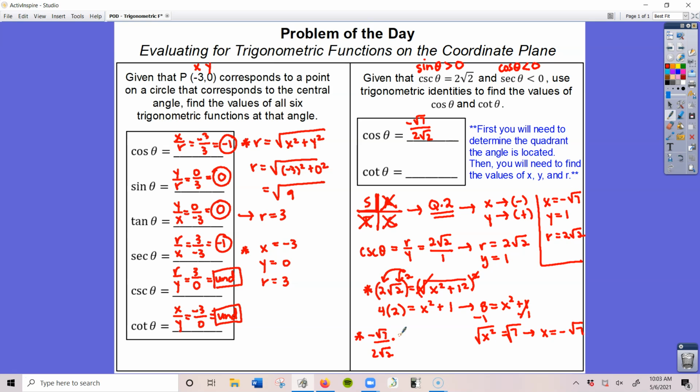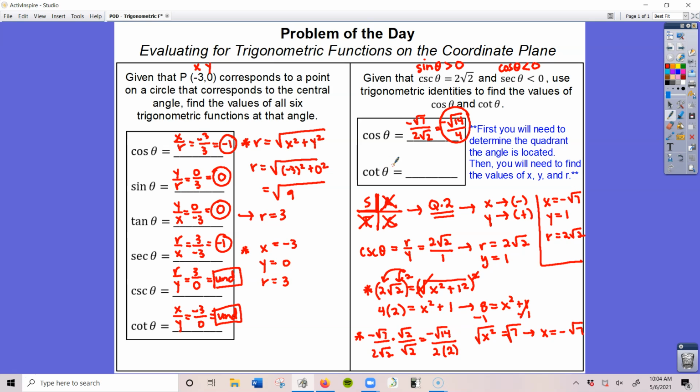To rationalize, I'm going to multiply by the radical that we have in the denominator, so the square root of 2. And that's going to equal negative square root of 14, since here we can multiply those radicals together, over we have this 2, and then here those square roots would cancel, so 2. And now what we get is negative square root of 14 over 2 times 2, which is 4. So this would be my cosine value.